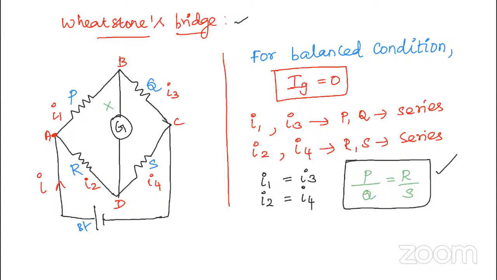So the current passing through the central part can automatically be taken as negligible. There is no current passing through the galvanometer. So even if some resistance value is given there, we can neglect it. Based on this, we work out the problems.